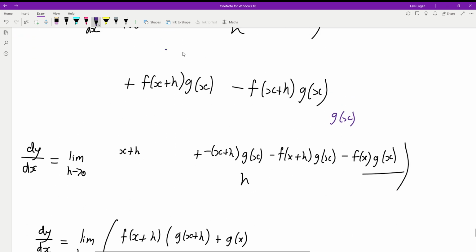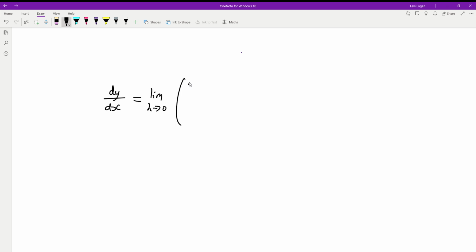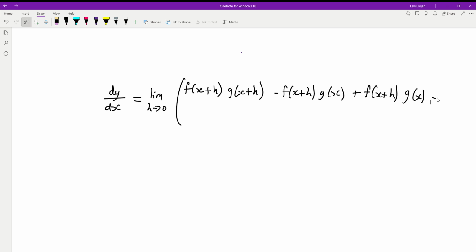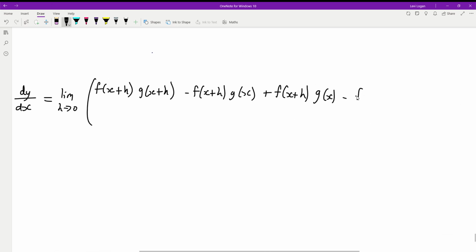So all I'm going to do is just switch the positions of these guys because I just wrote it out wrong. So what I want to do is write like this. dy/dx equals the limit as h goes to 0 of f(x+h) times g(x+h) minus f(x+h) times g(x) plus f(x+h) times g(x) minus f(x) times g(x), all over h.